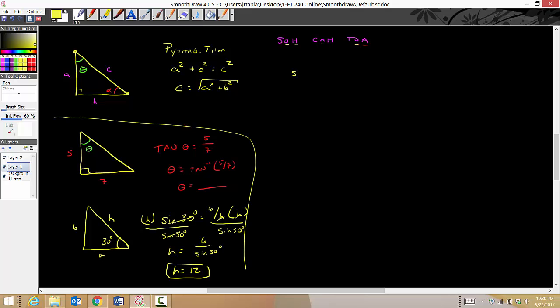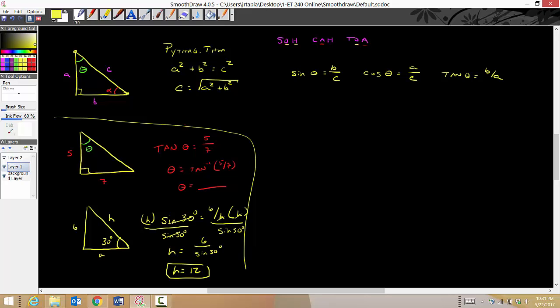We could say that the sine of theta would be equal to opposite over my hypotenuse, which would be c. Cosine of theta would equal the adjacent side over my hypotenuse, which would be c, and tangent theta would equal my opposite over my adjacent, which would be b over a.